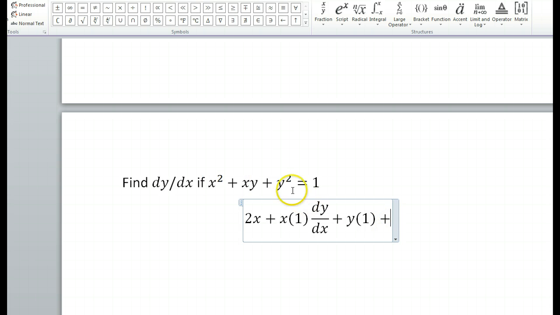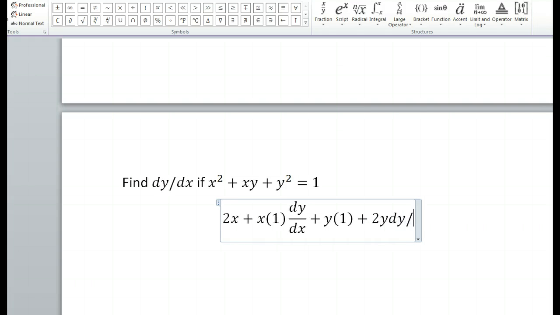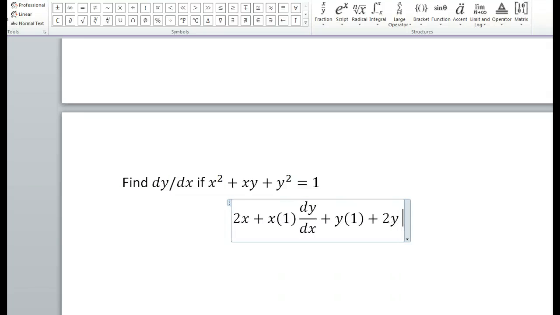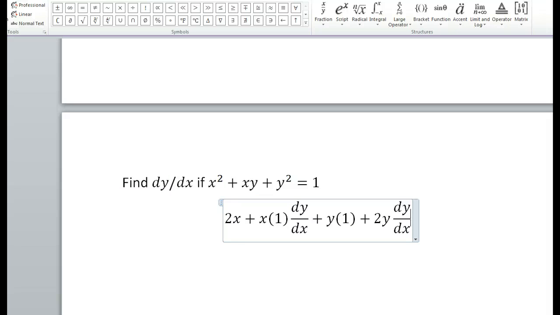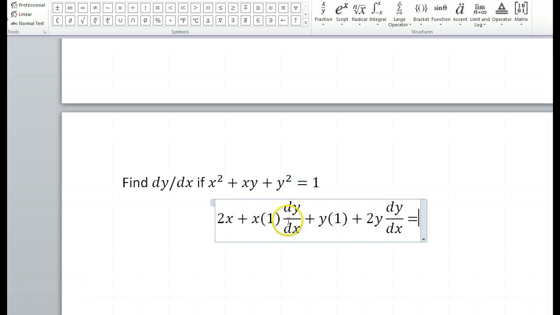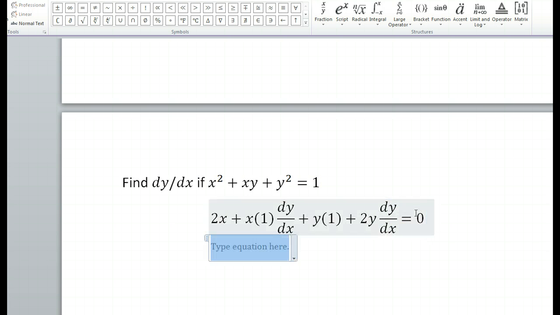Now we go to y squared. If you have y squared, well, that's easy. You just differentiate it the normal way, but you have to remember, because it's a y thing, you have to multiply by dy over dx. So it's 2y dy over dx, right? And then on the right hand side, what do we get? We have 1 here. So we differentiate 1, you get what? You get 0. Okay.